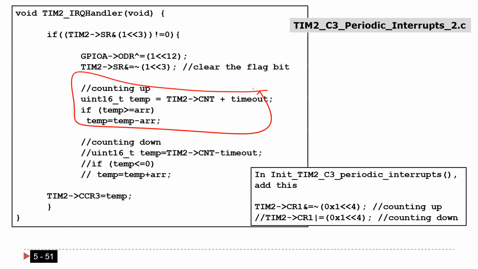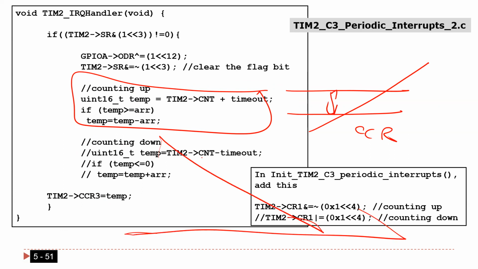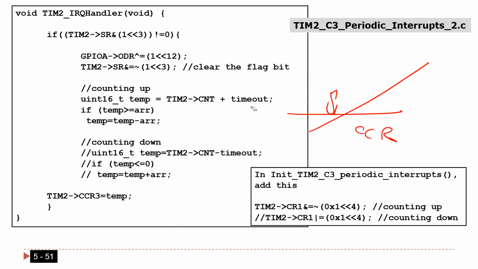If you are counting up, so if CCR is here, so for example, every time I'm gonna add time out, okay? But if it's counting down, so every time I'm gonna subtract, okay, as you see here. So actually, you can use this part if the timer is counting up, and you can use this part if the counter is counting down. Any questions here? You understand what I did?